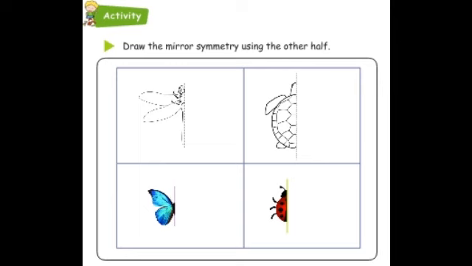See, I will show you the image. Draw the mirror symmetry using the other half. Okay, my dear students, butterfly and tortoise, those kinds of insects, 4 kinds of insects have been given. Complete it fast. Your time has started. Take your pencil, start doing it.